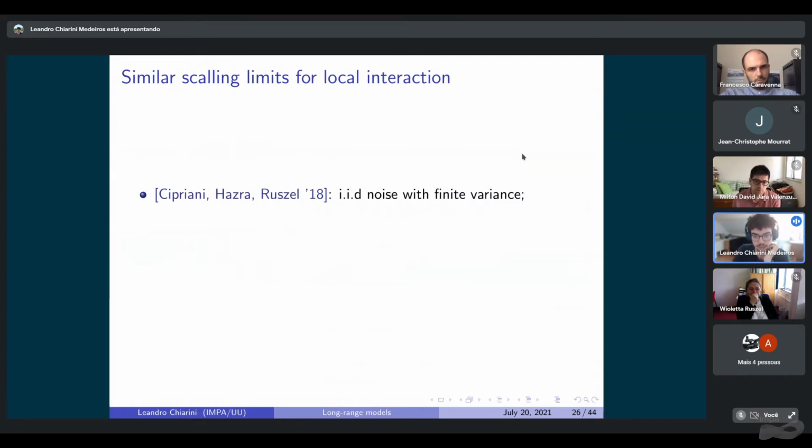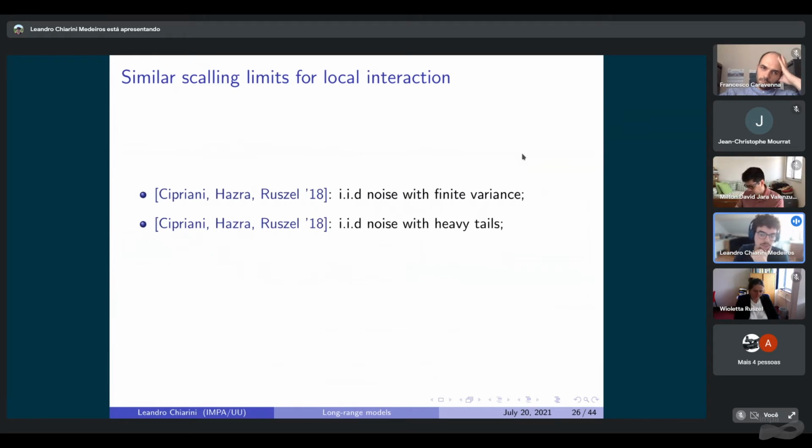Cipriani, Rasra, and Ruszel have done the original paper in this area, I would say. It was in the case of IID noise, so sigma IID, but each of them having finite variance, and all of the results that I'm going to present here are really for local interaction, so the standard Laplacian. In the same year, they also considered the case in which the noise has heavy tail, and this converges, instead of the Laplacian that you would recover in the previous paper, to some form of fractional field, so a stable field, which generalizes stable distributions, basically.